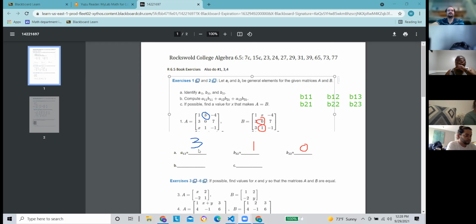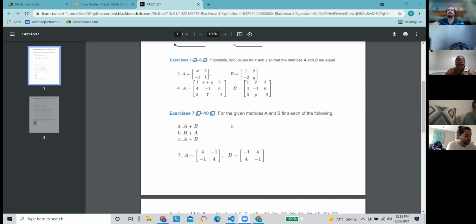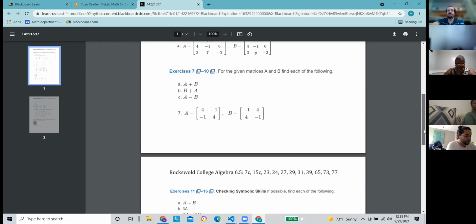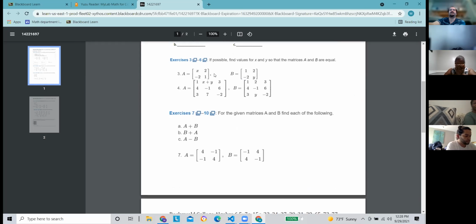For B, right? So now we're doing 3 and 4, I think is where we're heading. Let me clear these annotations right quick. Go down. Nope, gotta exit annotation. Scroll down. 3 and 4 are the next ones, right?